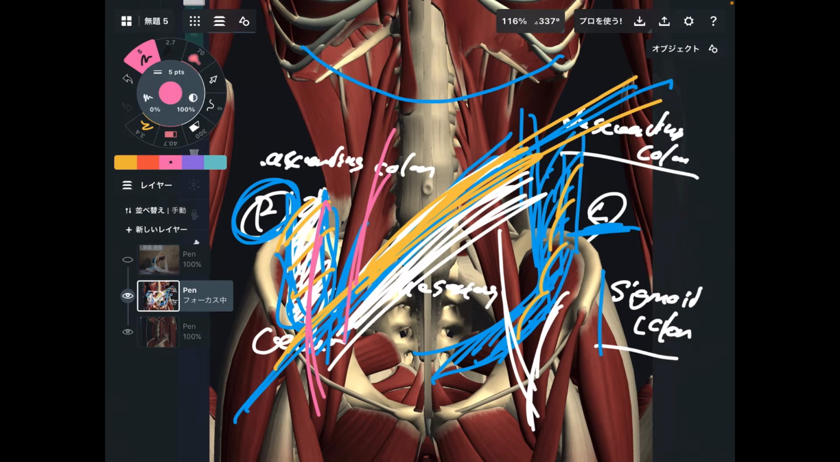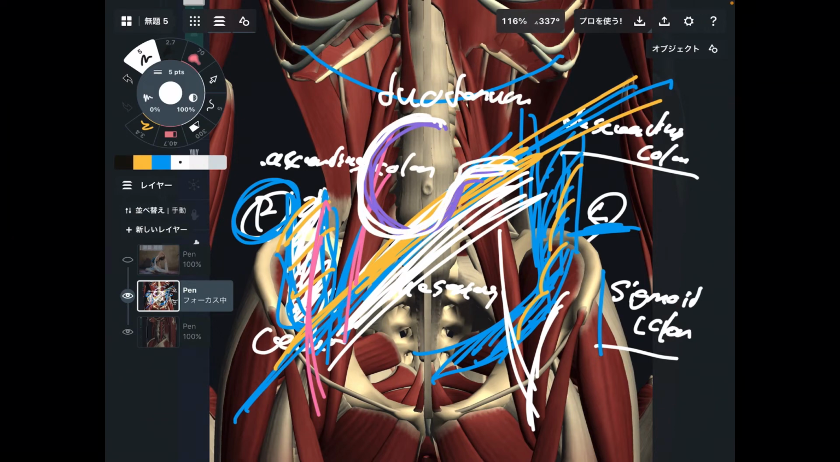Anything else? Well, there's one more related structure. That's like this C-curve structure. This is duodenum. Duodenum is part of small intestine. This is deep organ and that has relationship with psoas right here because it's slightly superior compared to iliacus. Large intestine, small intestine, and duodenum. Okay, let's go to next system.